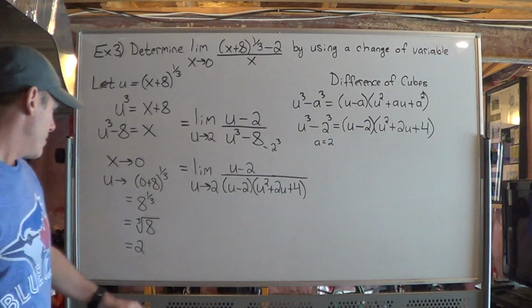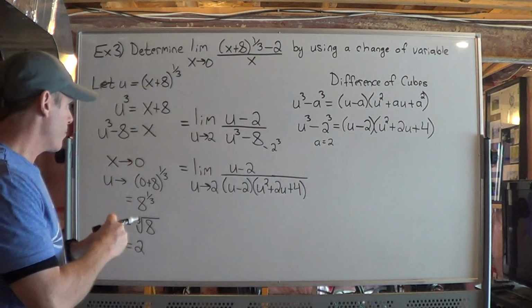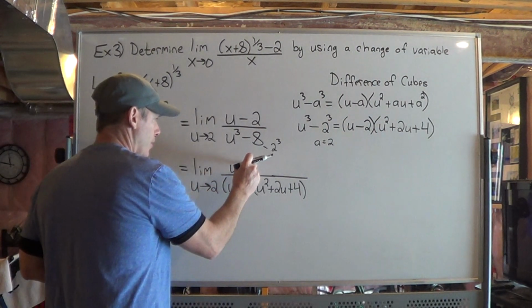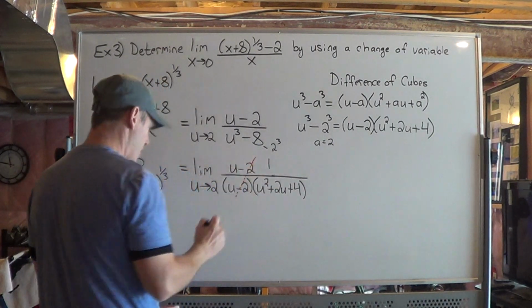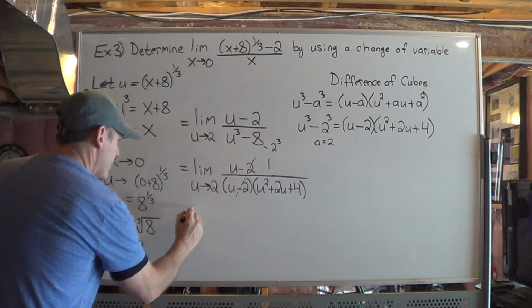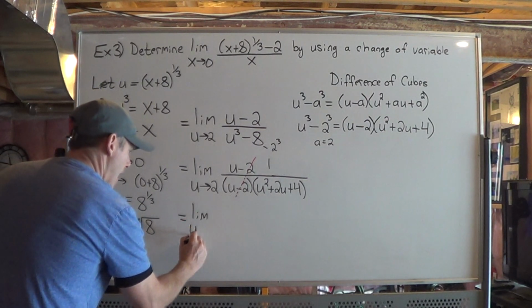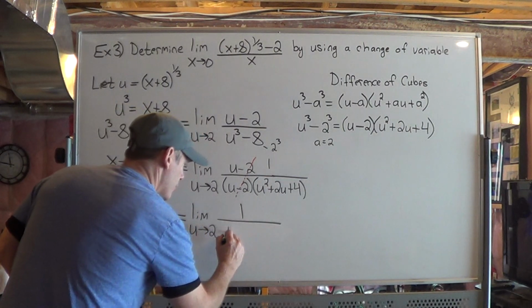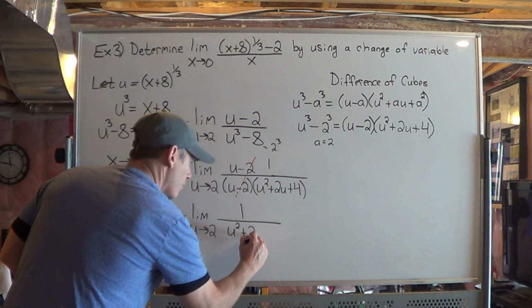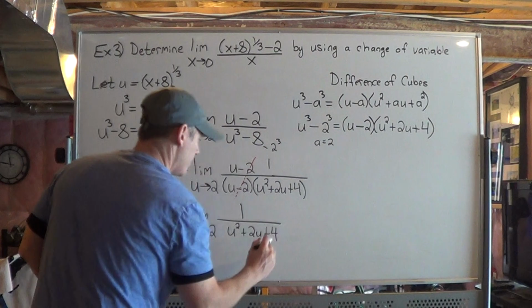Well, now just what I wanted here is I've got my u minus 2's divide each other out, so there's just a 1 here. And so now I have the limit as u approaches 2 of 1 over u squared plus 2u plus 4.